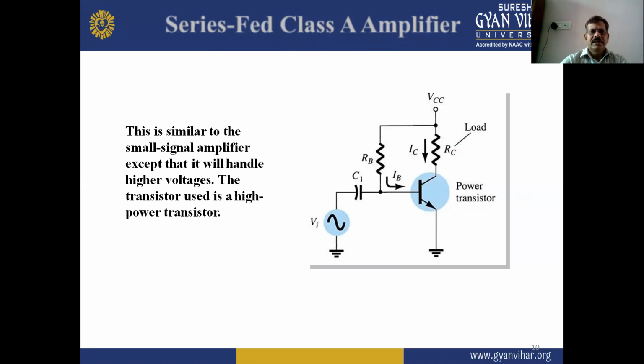Next one is the series feed class A amplifier. This circuit diagram is the series feed class A amplifier. This circuit is similar to the small signal amplifier except that it will handle higher voltage. The transistor used is a higher power transistor. So this is the series feed class A amplifier circuit diagram.